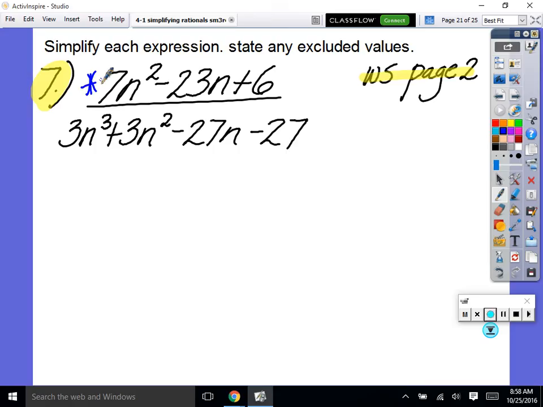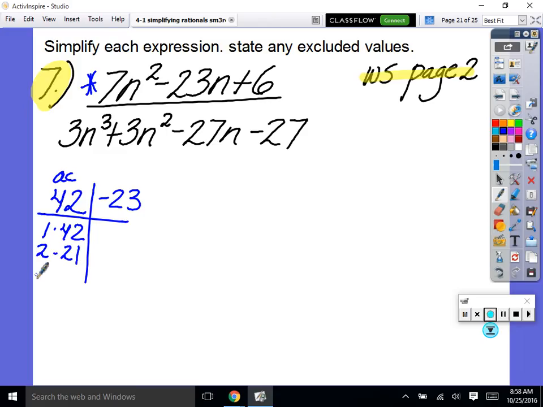Everybody good with that? So we'd say what multiplies to be 8 times c, what multiplies to be 42. Isn't 7 times 6, 42? And adds up to be negative 23. So let's list out factors of 42. 1 times 42, 2 times 21. Aren't those the ones? Wouldn't they both have to be negative? Which works because that's positive 42, and that would add up to be negative 23.